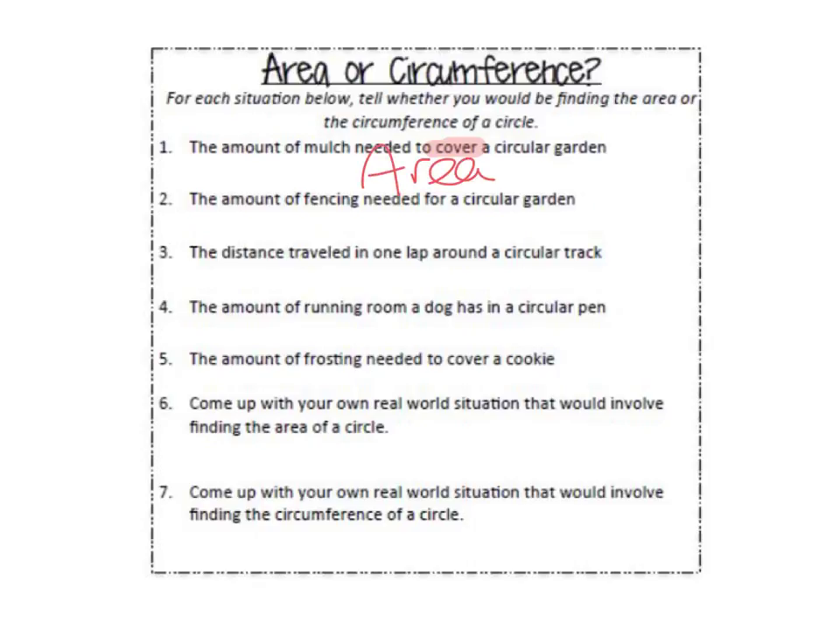Okay, number 2, the amount of fencing needed for a circular garden. Well, if you think about it, fencing is your keyword because a fence goes around, and when we're talking about round, we're looking for circumference. Number 3, the distance traveled in one lap around a circular track. So the distance traveled in one lap around is our keyword, and we are looking for circumference on this.